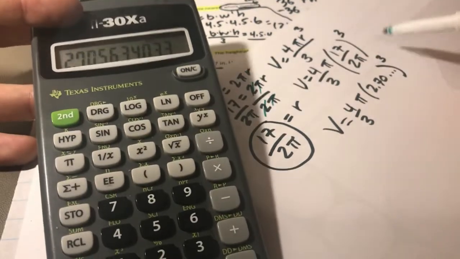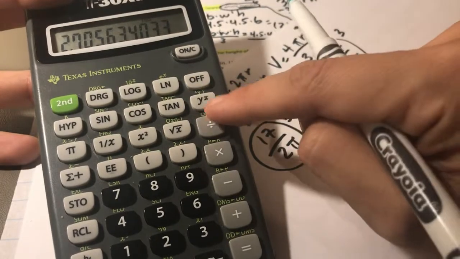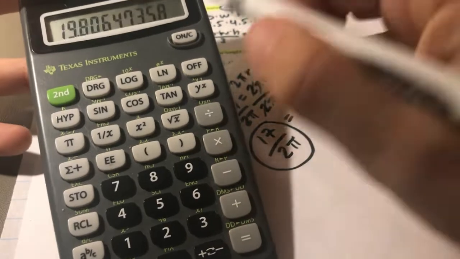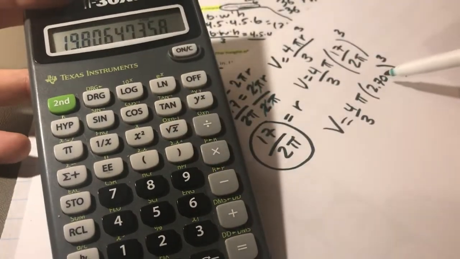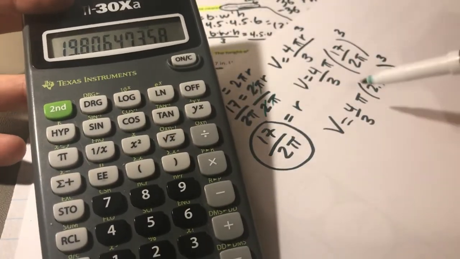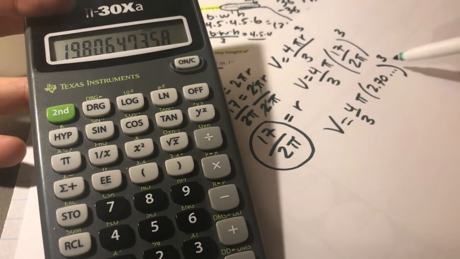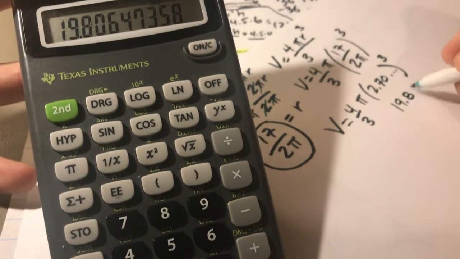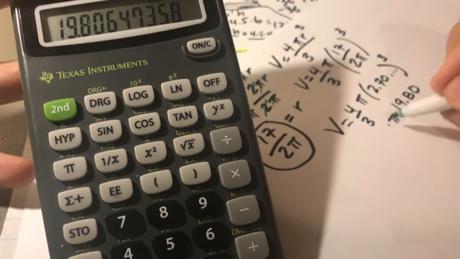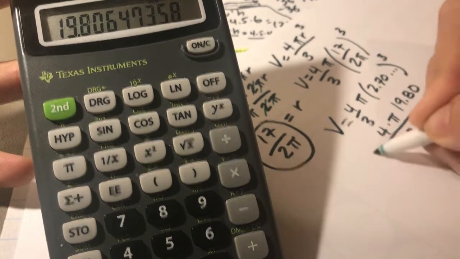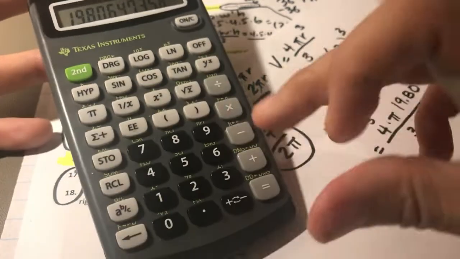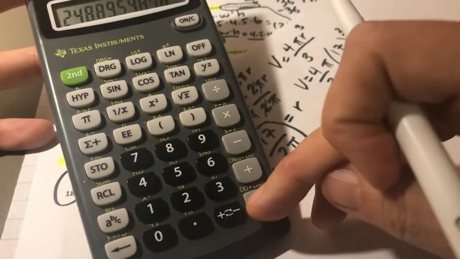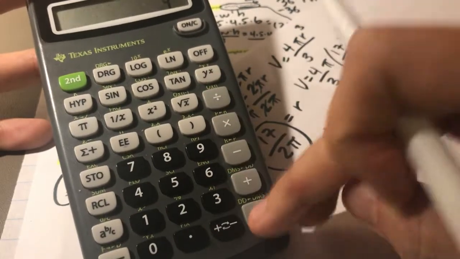Now I need to cube that. So on this type of calculator, I can hit this button, take that to the power of 3, hit enter, and that's this number cubed. So that's 2.70 times 2.70 times 2.70. There we go. We get 19.80. And again, I still have to multiply it by pi and multiply it by 4, and I can't forget to divide by 3. So let's multiply it by pi, enter, multiply by 4, enter, divide by 3, enter.